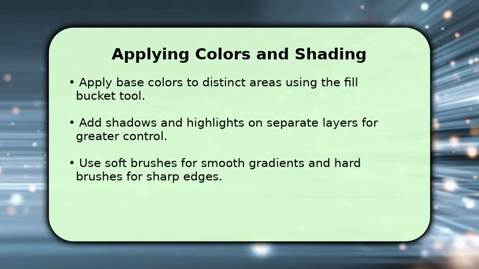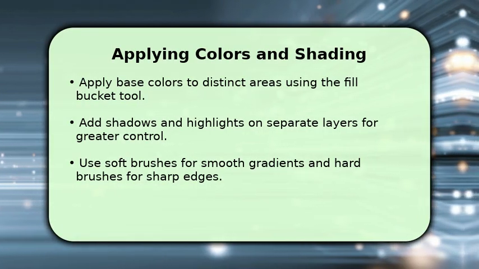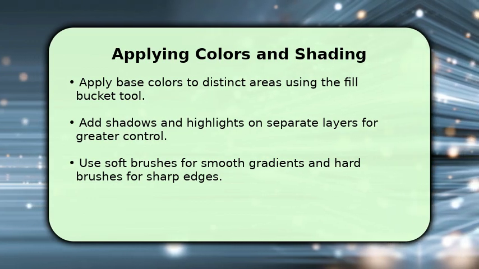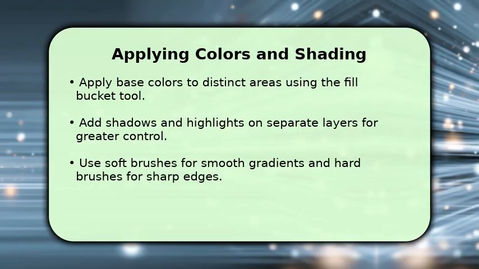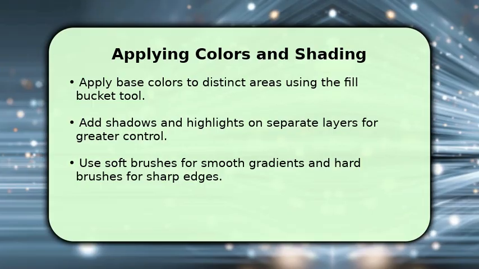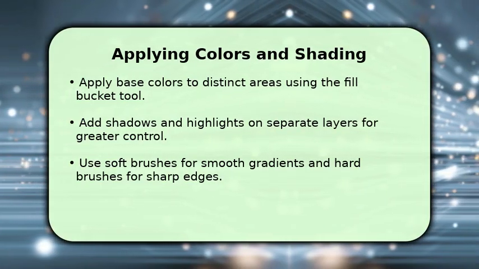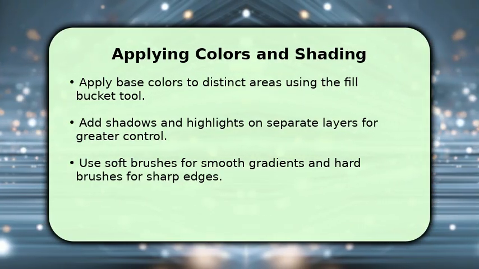Start by applying your base colors to each distinct area of your animation using the Fill Bucket tool. This creates a clean foundation. Next, add shadows and highlights on separate layers. This gives you much greater control over adjustments and corrections later on. Remember to use soft brushes for smooth gradients and transitions, and switch to hard brushes when you need sharp, defined edges to give your animation that polished look.